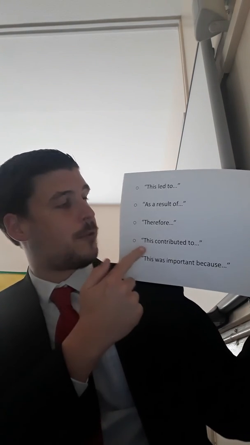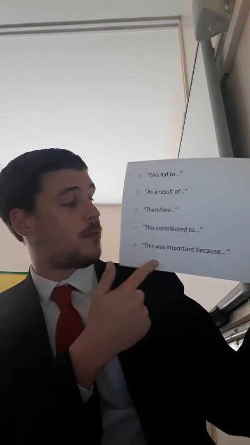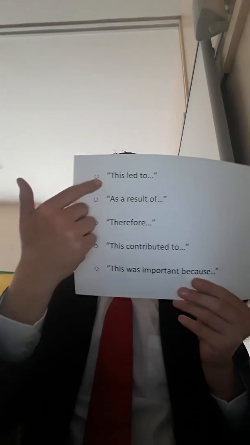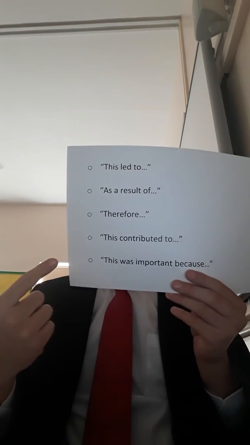So connectives: this led to, as a result of, therefore, this contributed to, this was important because. To really hammer home your argument, those connectives are very, very important. If you're talking about consequences, or why things happened as a result of, then this led to, as a result of, this contributed to. When you're doing your 8-mark what effect questions for your Germany and civil rights paper, they'll be invaluable to you.